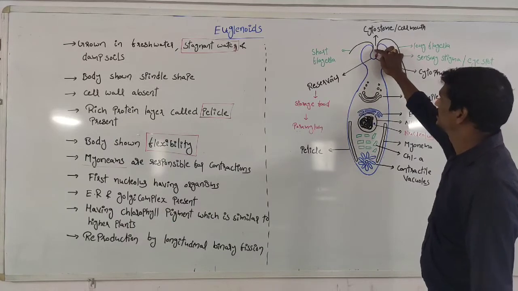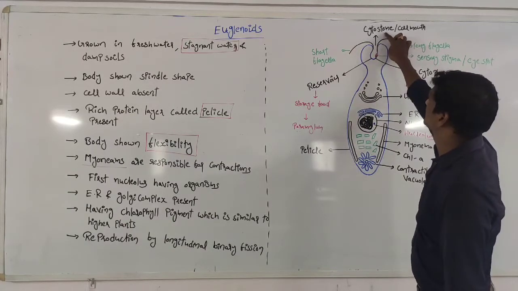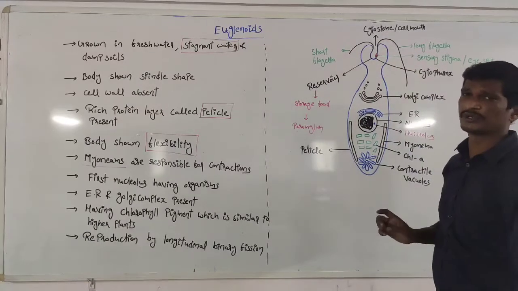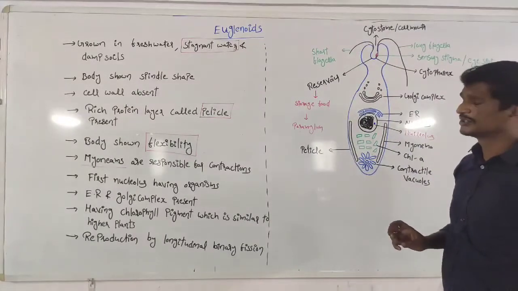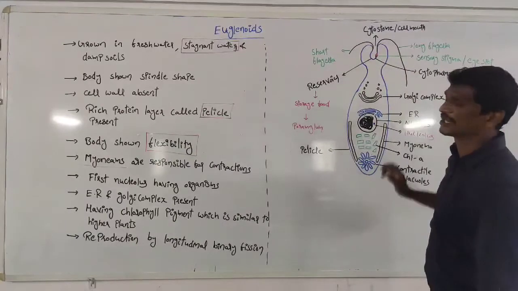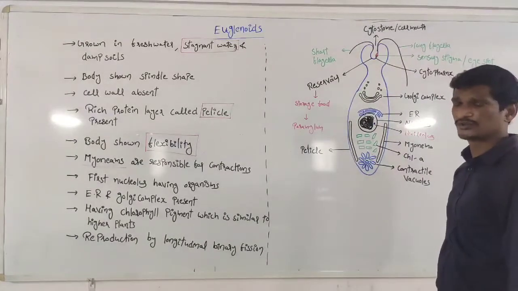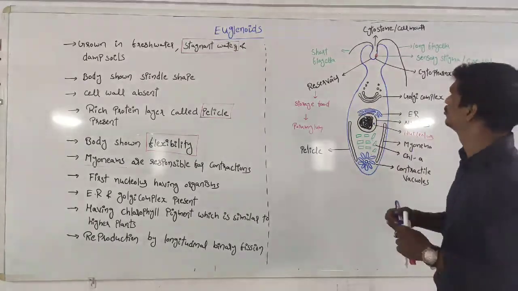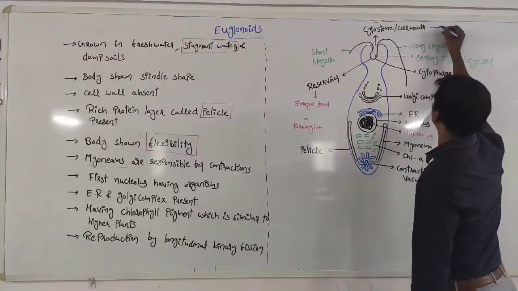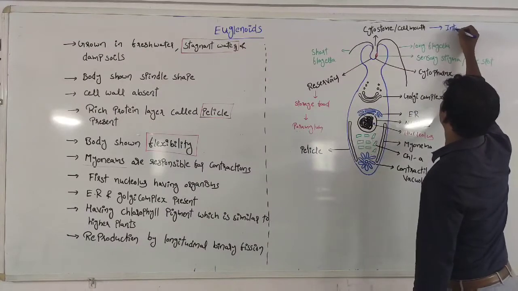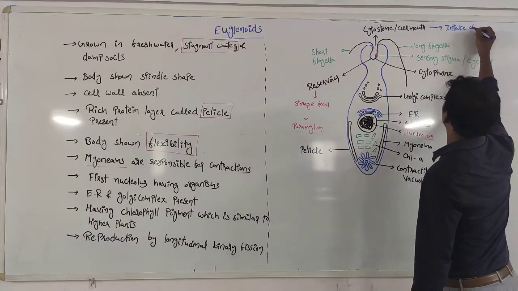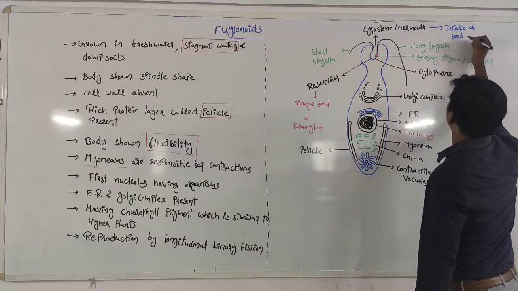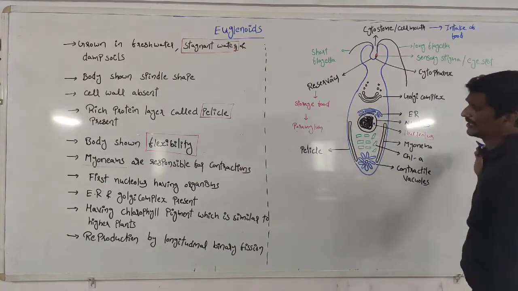Near the flagella, there is a small opening. This opening is called the cytostome, also called the cell mouth. The cell mouth supports the intake of food particles.